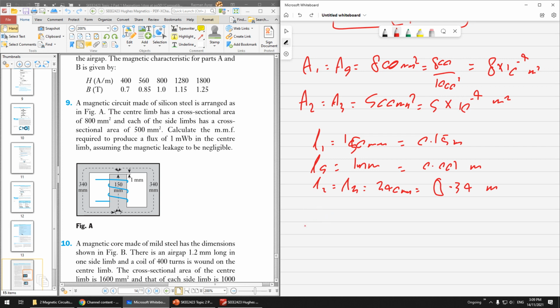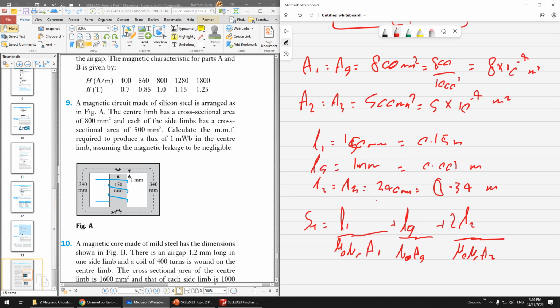So for this case, you have to find the S total first to get the flux. So S total is basically L1 divided by mu naught mu r A1, plus LG divided by mu naught mu r AG, where mu r is 1 for this case because of the gap, plus L2 divided by mu naught mu r A2. L2 and L3 are the same thing and the area is the same, so you just multiply by 2. Because this limb is the same, you can just simplify this.